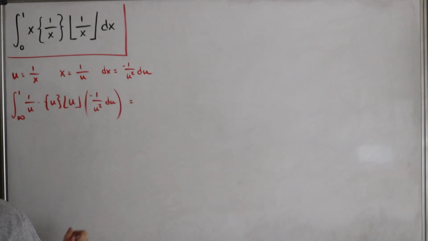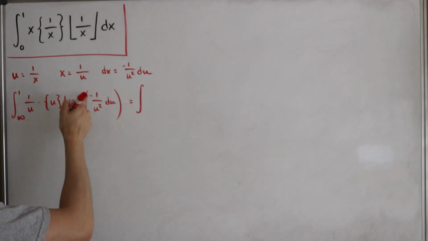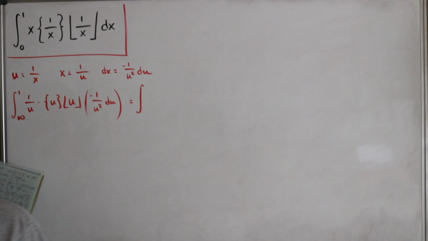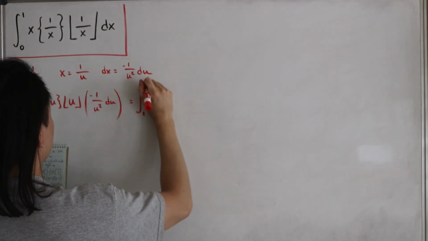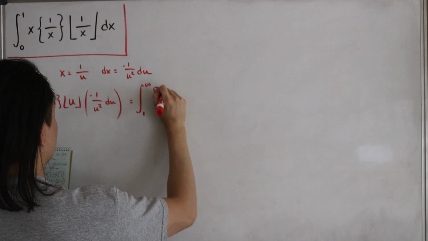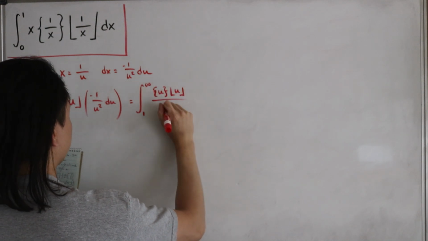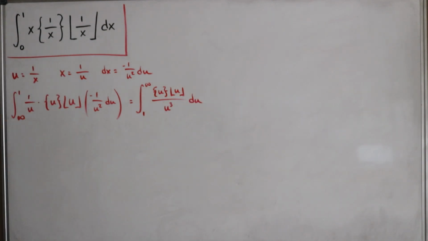Okay, then let's further simplify this by changing the bounds again, which also changes the sign to negative, but that gets rid of the negative we already had. And so we're just left with the integral from 1 to infinity of the fractional part of u multiplied by the floor of u, divided by u cubed, du. Okay, so that's what we have so far.